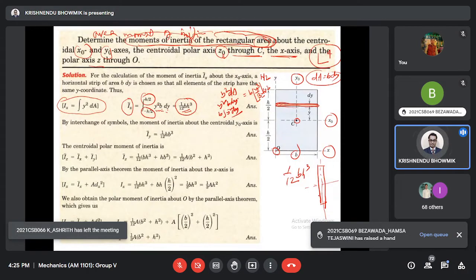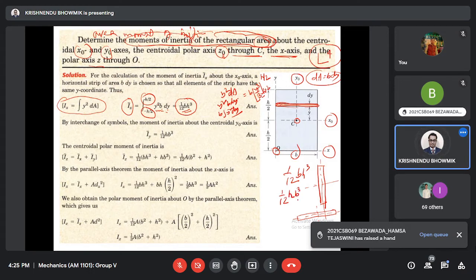Now, if I interchange b and h, it will look like this. It will be 1 by 12 h b cube, where h is the height and b is the width. Now if you compare the ratio between these two, take the ratio and the common terms will cancel out. Then this will be h square by b square, that is h by b square.